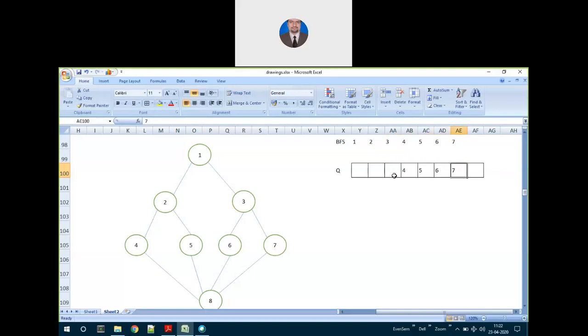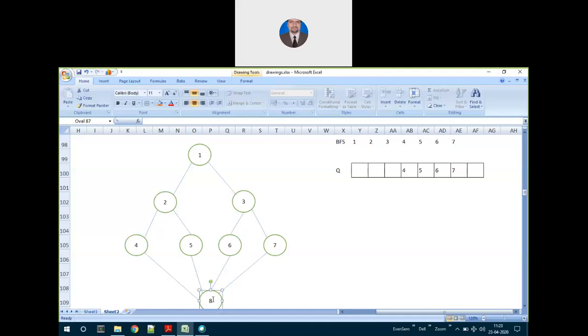So what are the remaining elements? Now I have 4 elements. Since vertex 4 was the first added into the queue among these 4, I should be exploring 4 first. From 4, there are 2 adjacent vertices: vertex 2 and vertex 8. Since 2 is already explored, no need to bother about it. So I should only consider 8 as the adjacent vertex from 4.